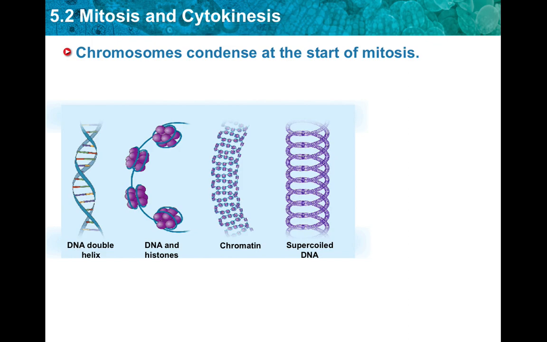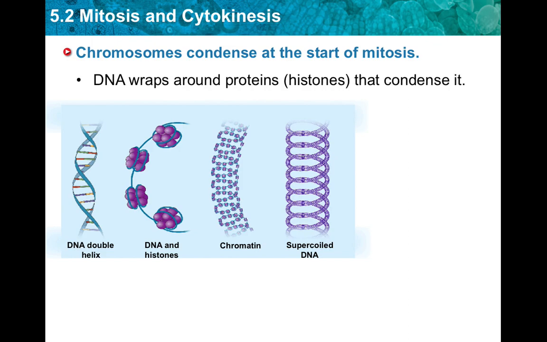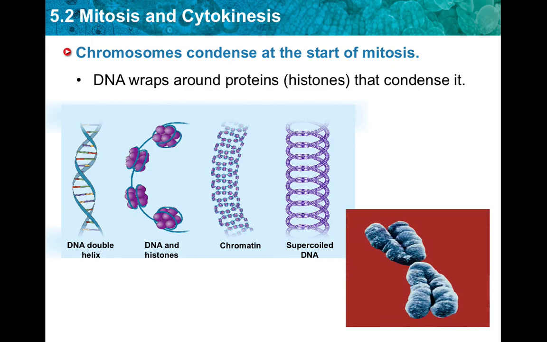Chromosomes condense at the start of mitosis. A chromosome is one long continuous thread of DNA that consists of numerous genes along with regulatory information. The human body has 46 chromosomes in each cell. The DNA wraps around proteins that help organize and condense it.